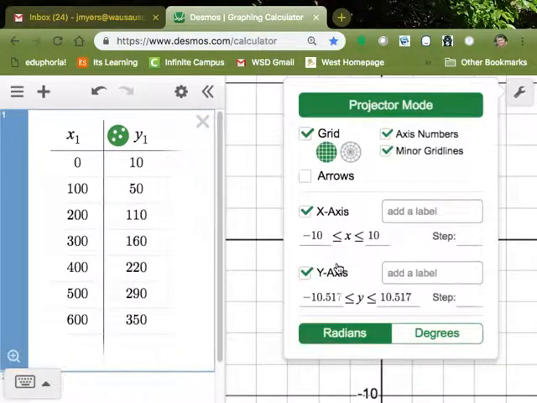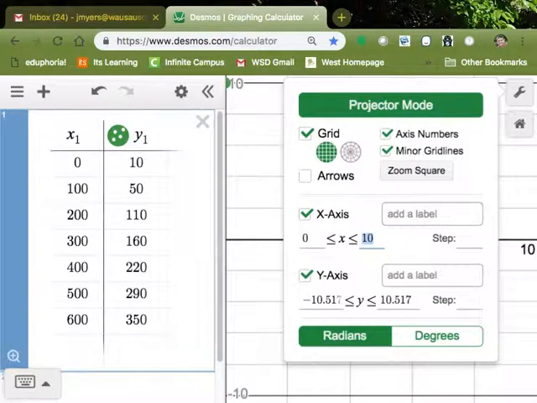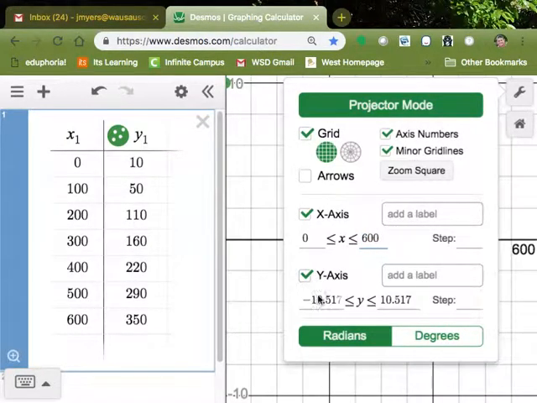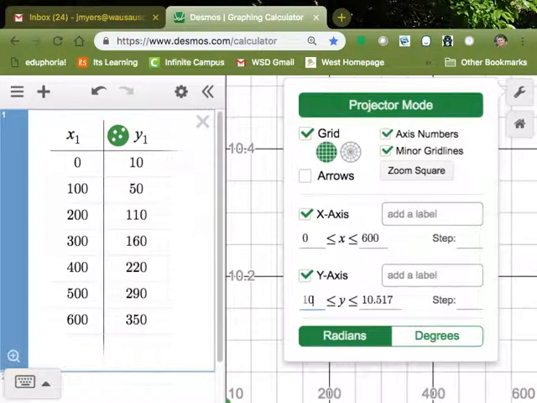So I click on the wrench, go to my X settings here, and what is the smallest X value here? The lower bound is 0, so I type that in. I hit tab. What's the largest X value? 600, so I type that in. Then I go down here to my Y values. My smallest, least Y value, the lower bound is 10, so I type 10. Hit tab and go over. The largest Y value is 350, so I type that in.